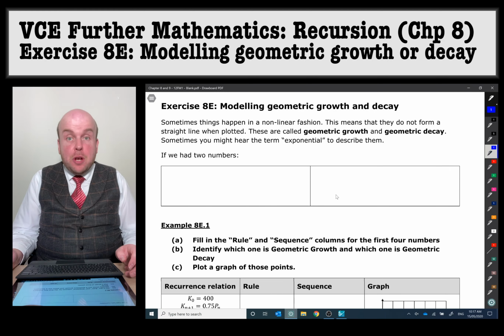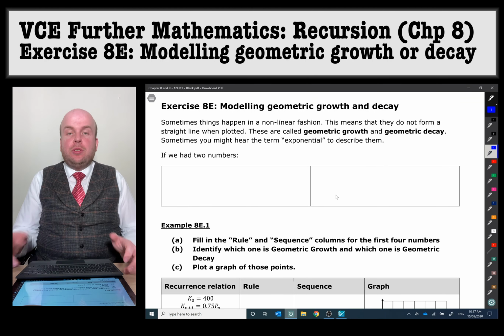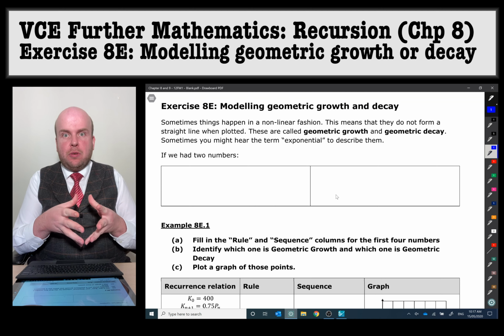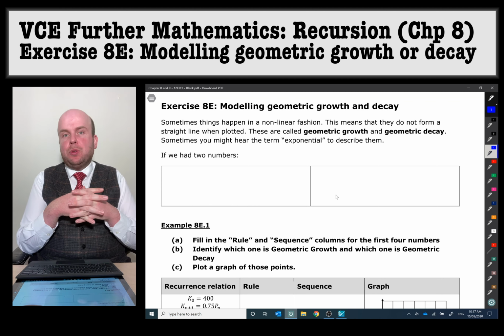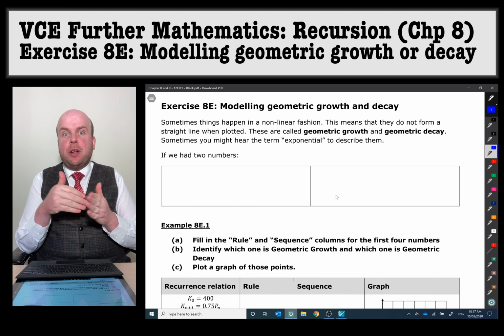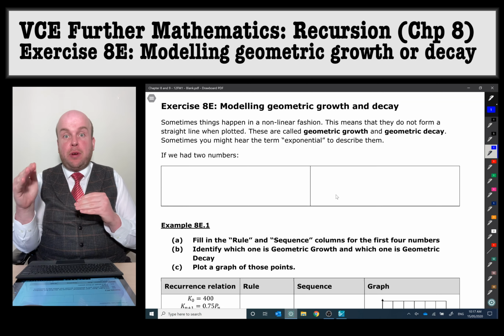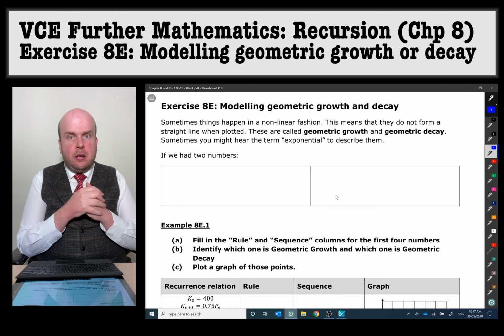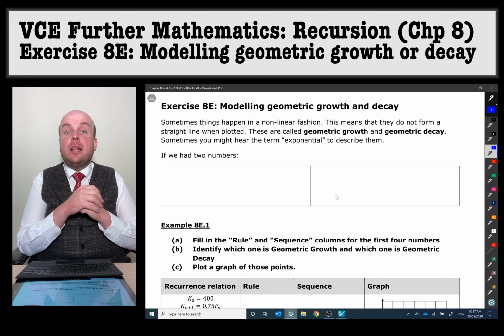8E, modeling geometric growth and decay. So previously with linear growth and decay, we're looking at examples where values will increase by the same amount or form a straight line. Geometric decay and growth is when we have increases or decreases that do not form a straight line. They're sometimes referred to as exponential increases or exponential decreases.